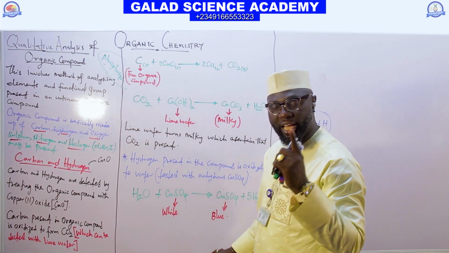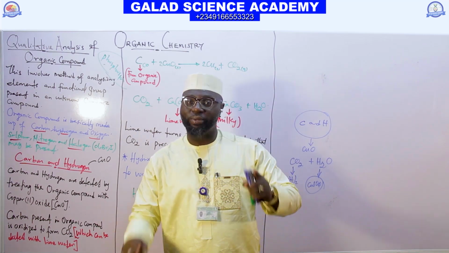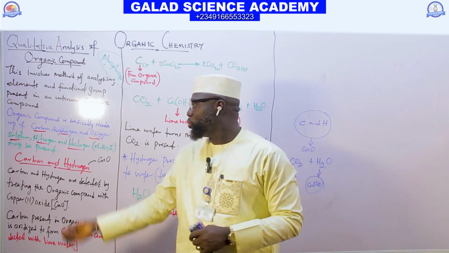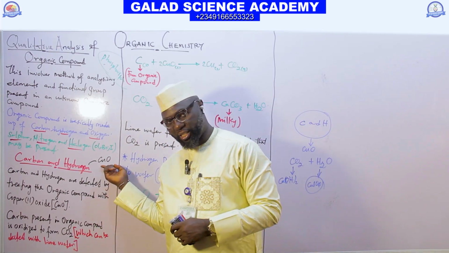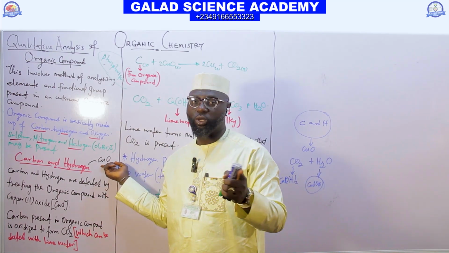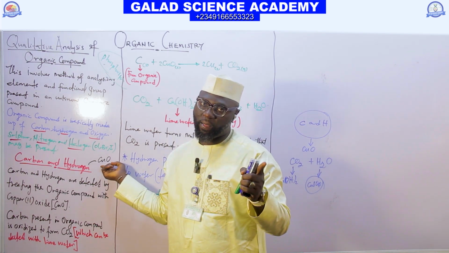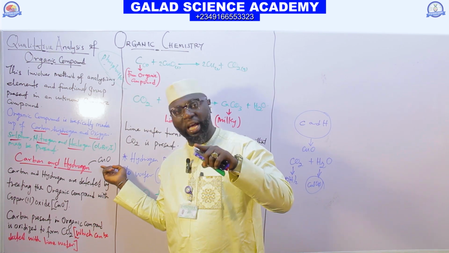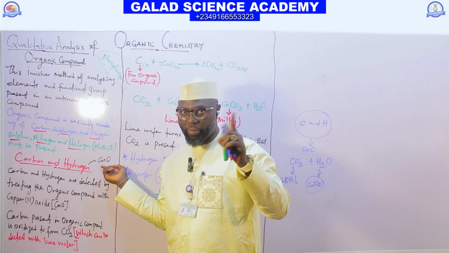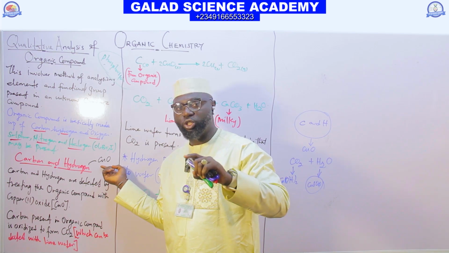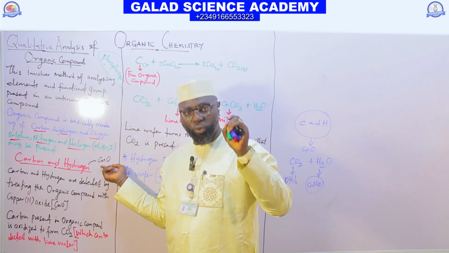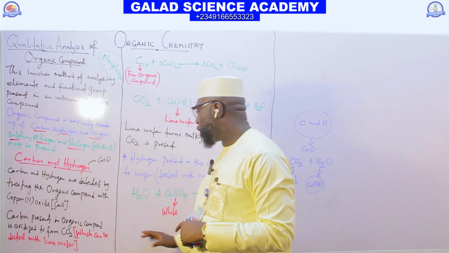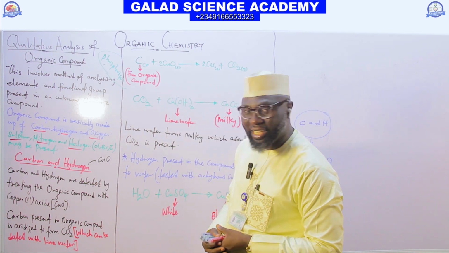Don't forget the reagent that's used to test for the presence of hydrogen and carbon in organic compound. We use copper 2 oxide, and it will give us CO2 and water. We will use lime water to confirm the presence of CO2, which turns milky. We use anhydrous copper 2 sulfate, which is white and changes to blue, to test for the presence of water. And the next thing is what?